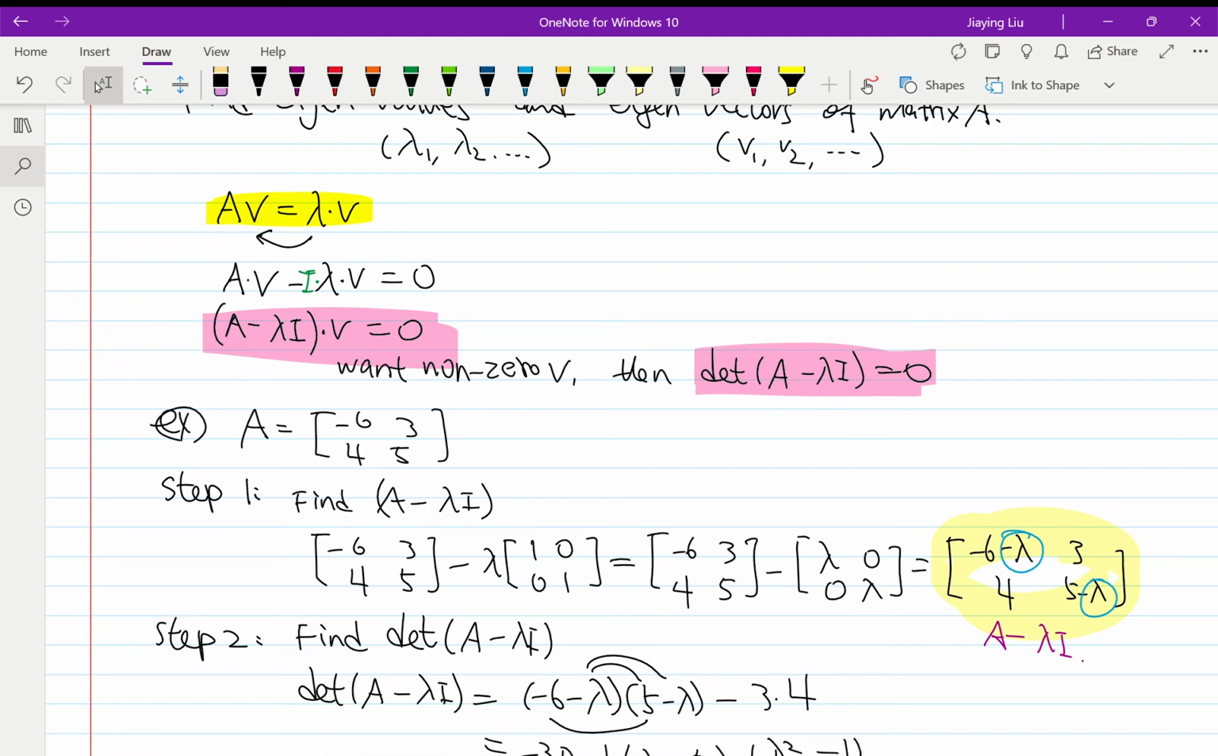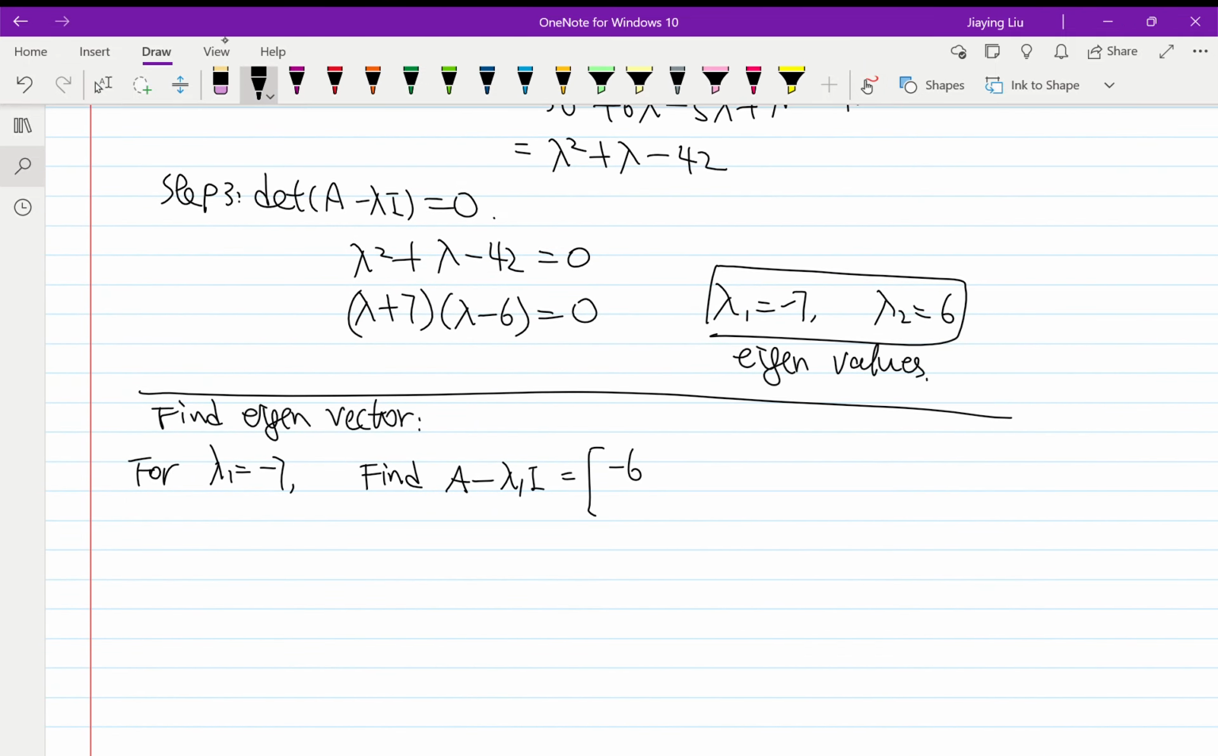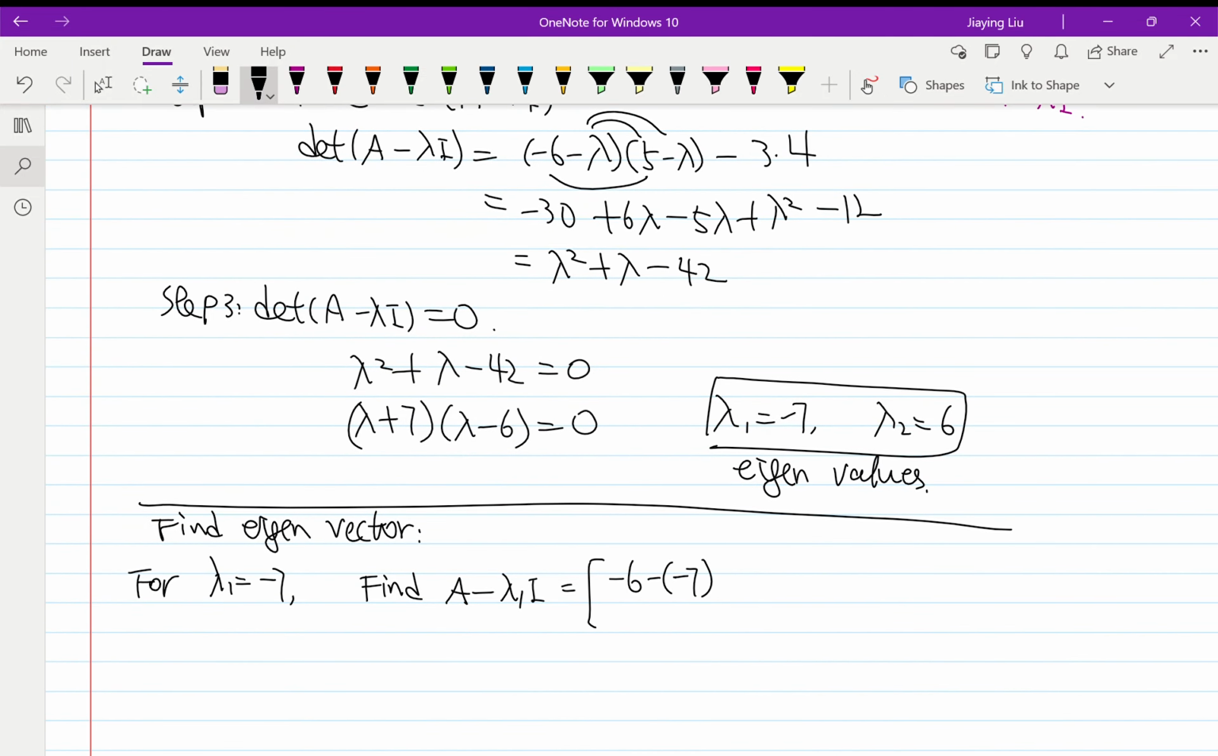What we're going to do is take the lambda value and put it in here. That will give us A minus lambda I with lambda plugged in. So that will be negative 6 minus lambda, where lambda is negative 7 in the first part. 3 is 3, 4 is 4, and then we have 5 minus lambda, negative 7. To simplify a little bit, that will give us this A minus lambda I. So that's negative 6 plus 7, that's a 1, 3, 4, 12.